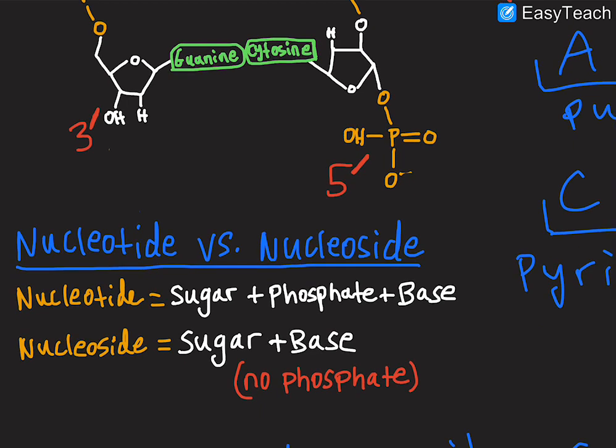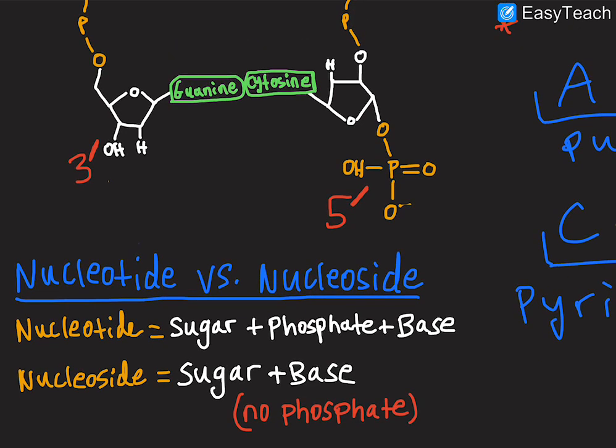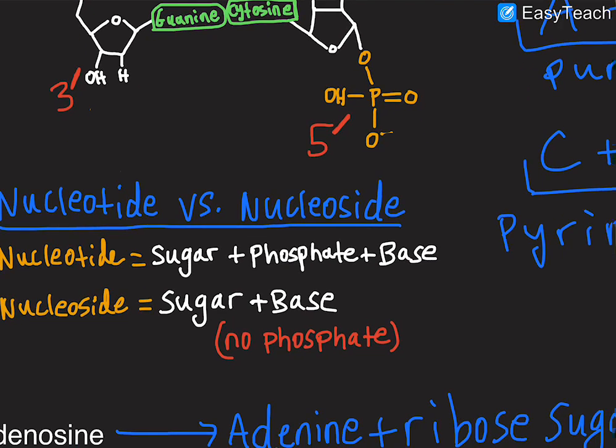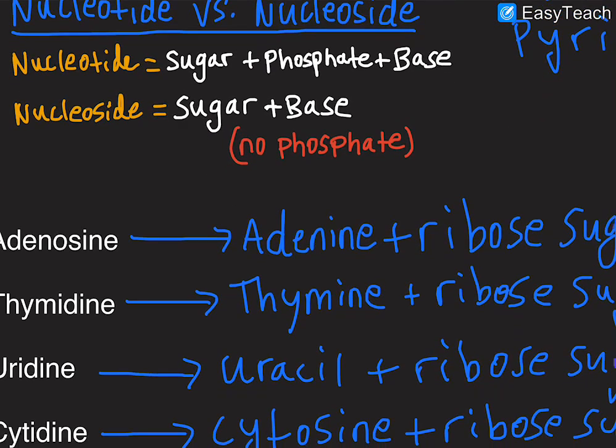So that's a nucleotide, but a nucleoside is what we just said, except just take out the phosphate. So it'd be a sugar and nitrogenous base, but no phosphate, okay? That's a nucleoside. So that's the difference between a nucleotide and a nucleoside.